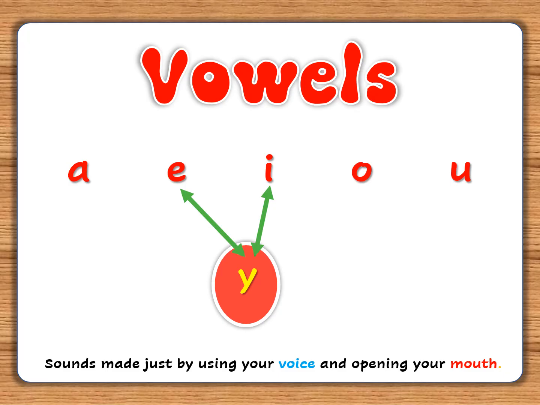Okay, so do you remember why we call those letters vowels? Right, they are the easiest letters to say. Their sounds are so easy to make. The sounds are made just by using your voice and opening your mouth. Very easy. So let's learn about two sounds that come from each of those vowels.